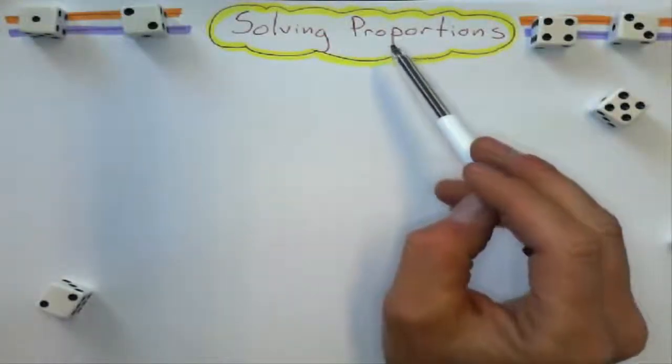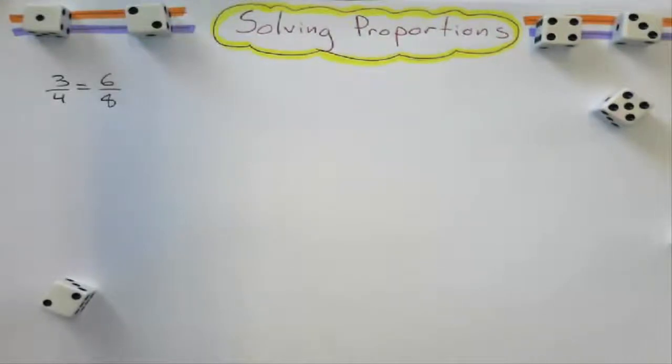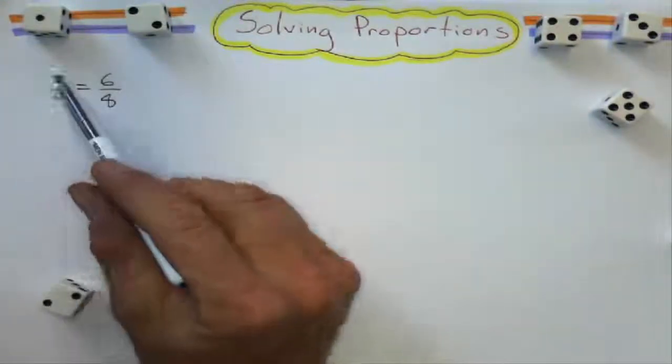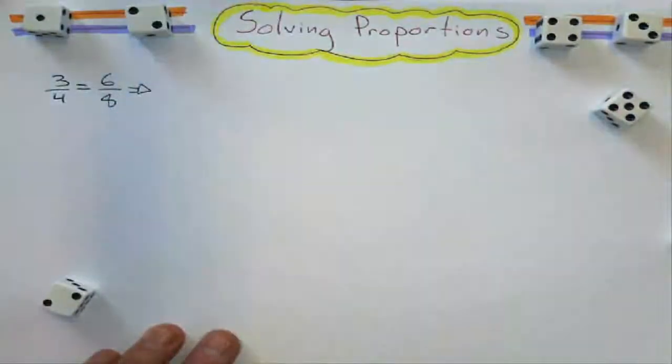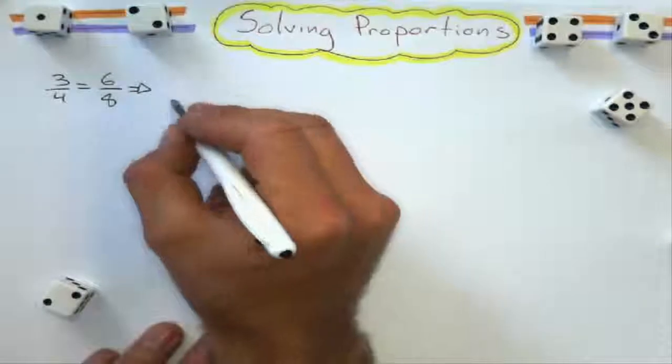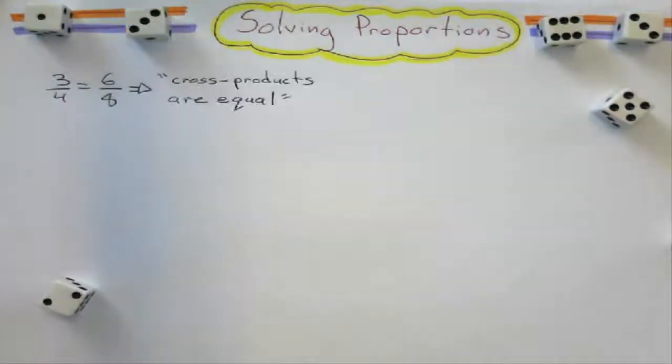So what we're doing here, solving proportions. First up, what's a proportion? A proportion is two equal fractions. 3/4 equals 6/8 is a proportion. Two equal fractions. I've got no algebra here, but how I know it's a proportion is that its cross products are equal. So we want to get that down.